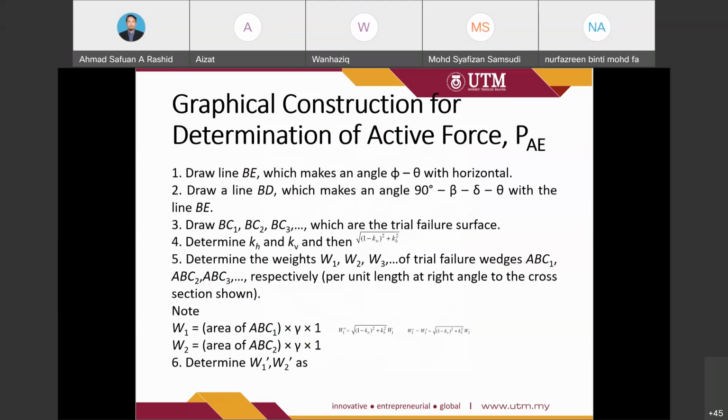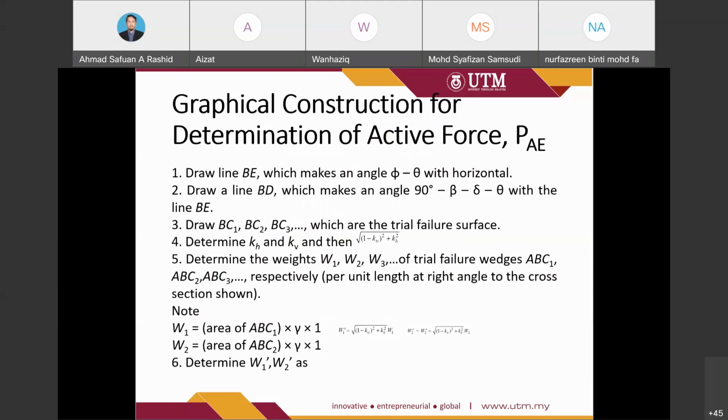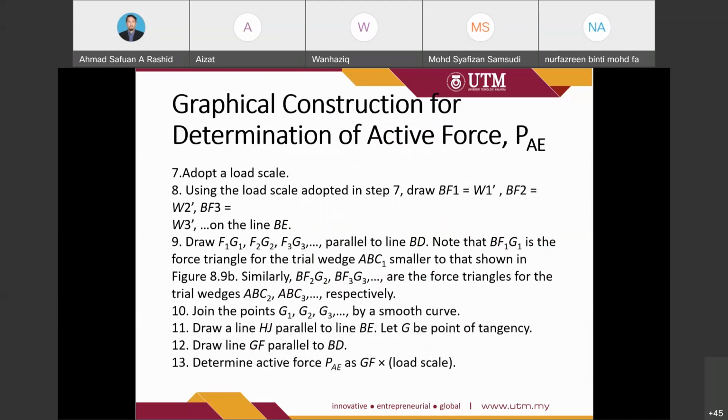Then determine kh and kv, and then the square root of (1 minus kv) squared plus kh squared. This is based on calculation only, to get the kh and kv values.